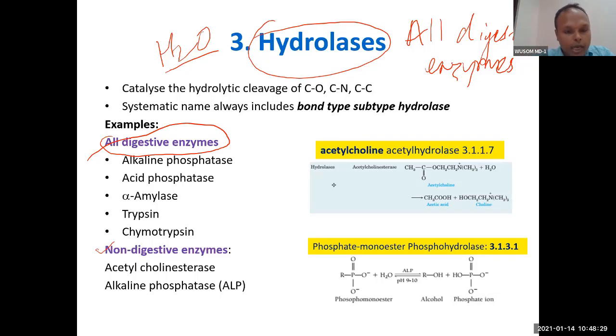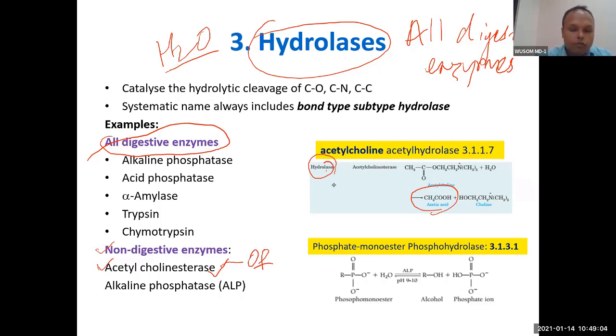The important one is acetylcholinesterase. You will study this very important enzyme in physiology. If this enzyme is inhibited, organophosphorus compounds and other drugs can inhibit this enzyme. This enzyme is very important, that is why I have shown it. This is a hydrolase. Acetylcholine will be broken down into acetic acid and choline. This is what this enzyme does.